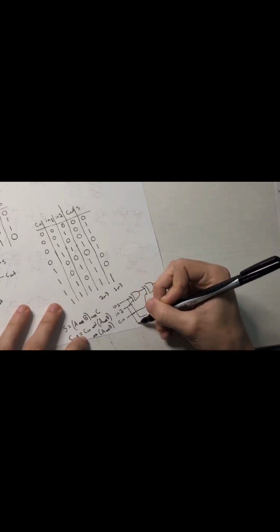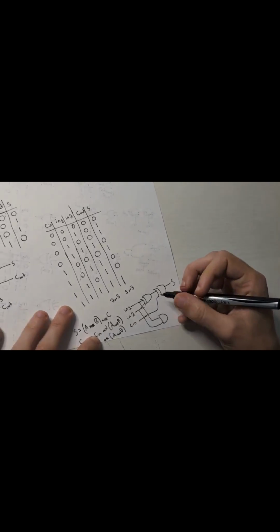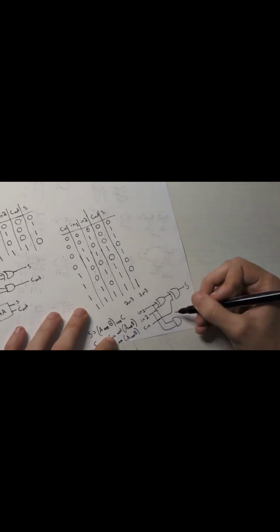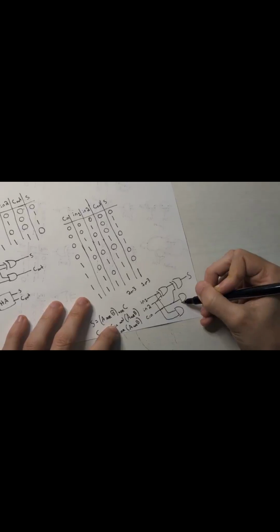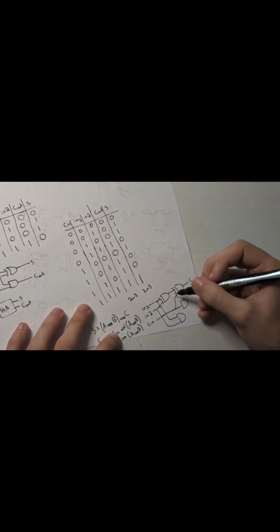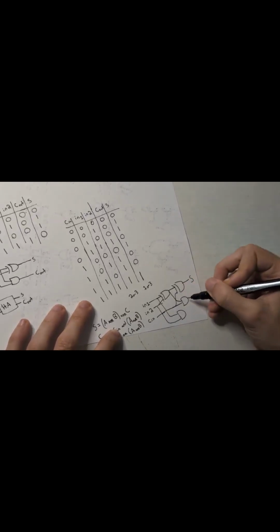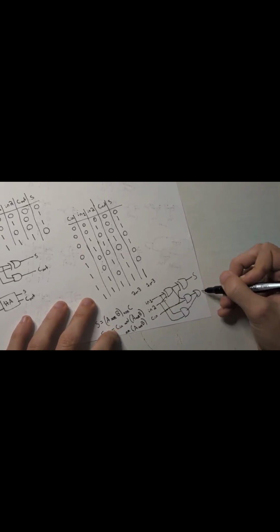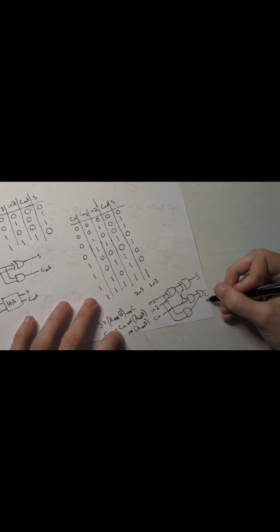A and B, or input 1, input 2, in here to an AND gate. And then we're going to wire C to an AND gate that has the result of this. And then what we're going to do is OR the results of these, and this is going to be our carry out.